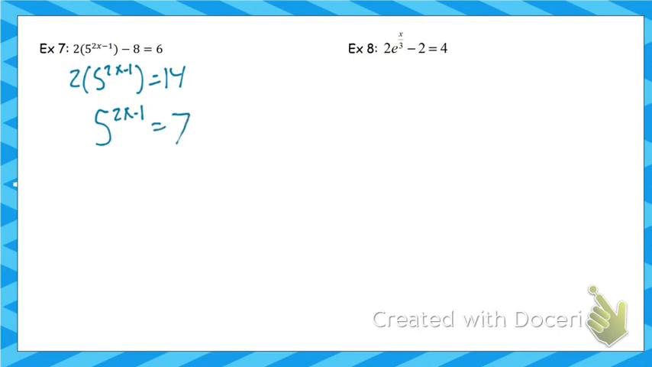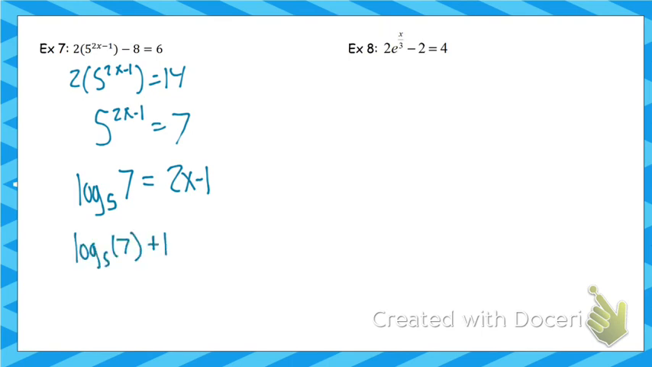Now that that exponent base is by itself, I can write this in the form of a log. The base of the exponent is the base of the log. So now it's written in log form. Now all I need to do is get x by itself. So I'll take log base 5 of 7.